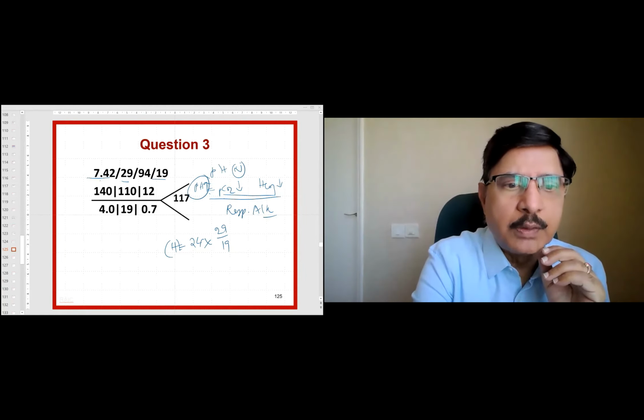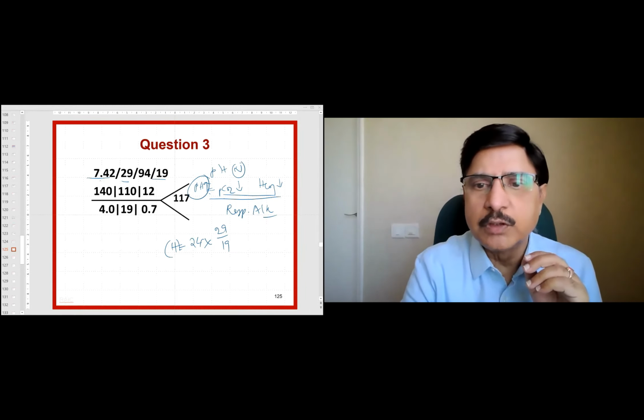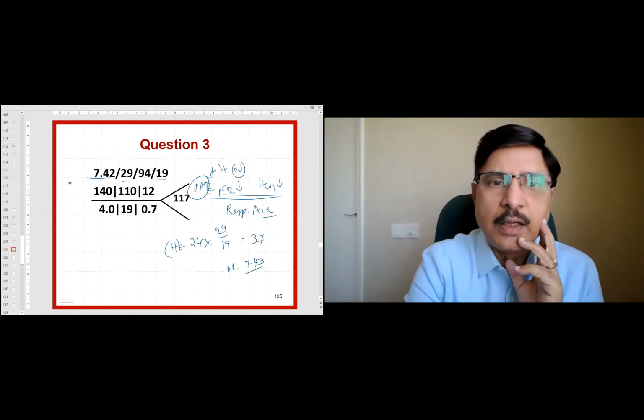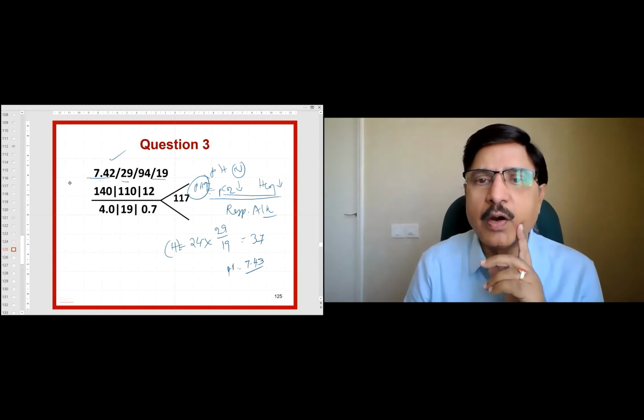24 multiplied by 29 divided by 19 is equal to 36.6, into 37 means pH is equal to 7.43. 7.36, 7.4 to 7.43, tallying. So the data given is not wrong at all.